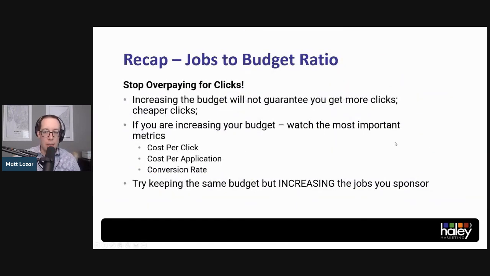So what can you do? Stop overpaying for clicks. Increasing the budget will not guarantee you more clicks, will not guarantee you cheaper clicks, will not guarantee you better position on the job board. Really important to stop overpaying for the clicks.